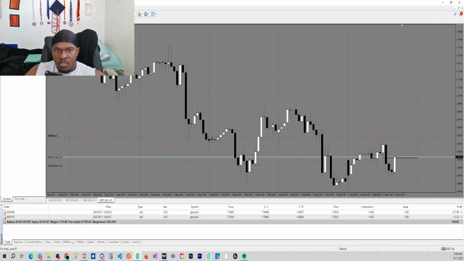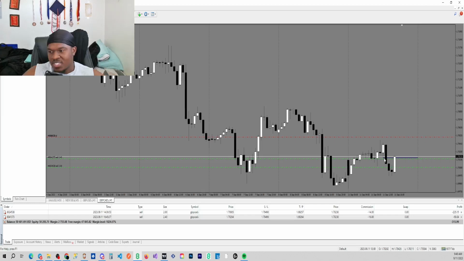So again, this is an A+ setup. Whatever happens, happens, but I'm expecting this price to tank. I'm expecting GCAD to absolutely tank. So I'll update you guys on what happens in a little bit.